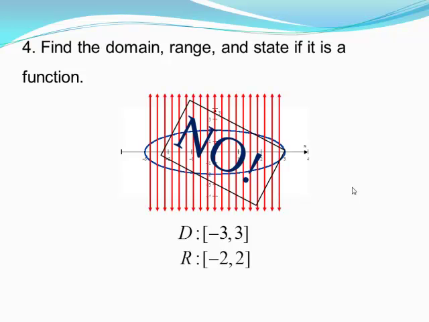Okay, and this will not pass the vertical line test because there are vertical lines, and in fact, almost every place that we draw a vertical line, it crosses it more than once, twice. So this will not pass the vertical line test, so this is not a function.